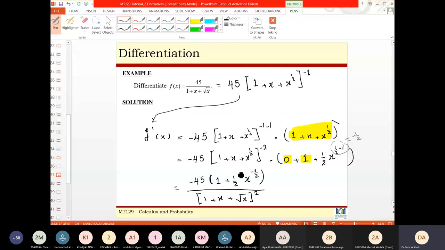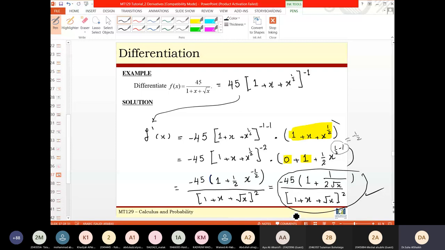And this is the solution. I can do a little arrangement here. I can make this 45. This is 1 plus 1 over 2 root x, all divided by 1 plus x plus root x, and the square. You have to practice finding derivatives. This is of course one example. If you check the book, you have so many practice problems on finding the derivative. Is it clear?